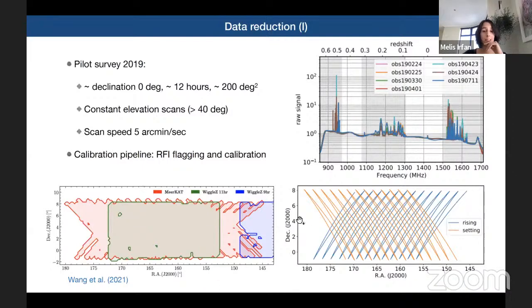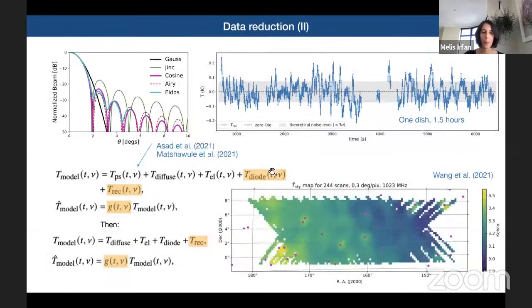And the second function of the data reduction, the calibration pipeline, is to take our data from raw instrumental units into Kelvin. And the way that we do that is, our observational block is around 90 minutes in length. So we observe known calibrators. So we use calibrator sources and we also use noise diodes.